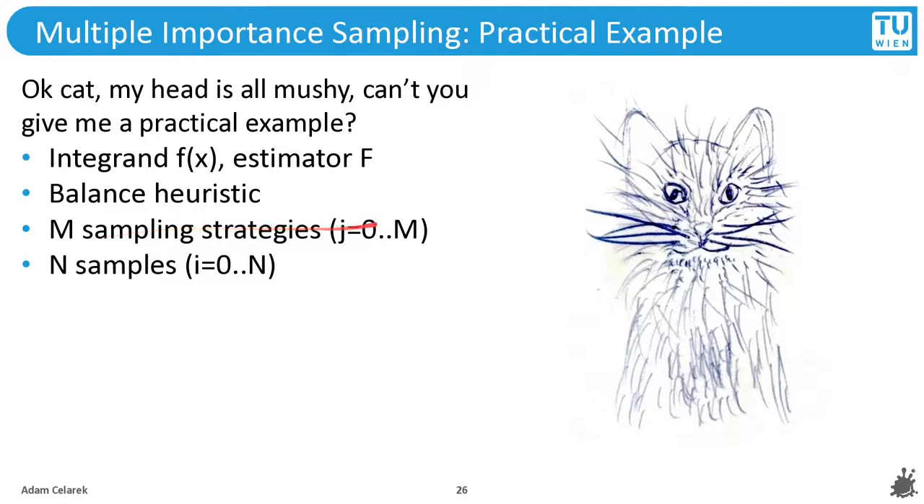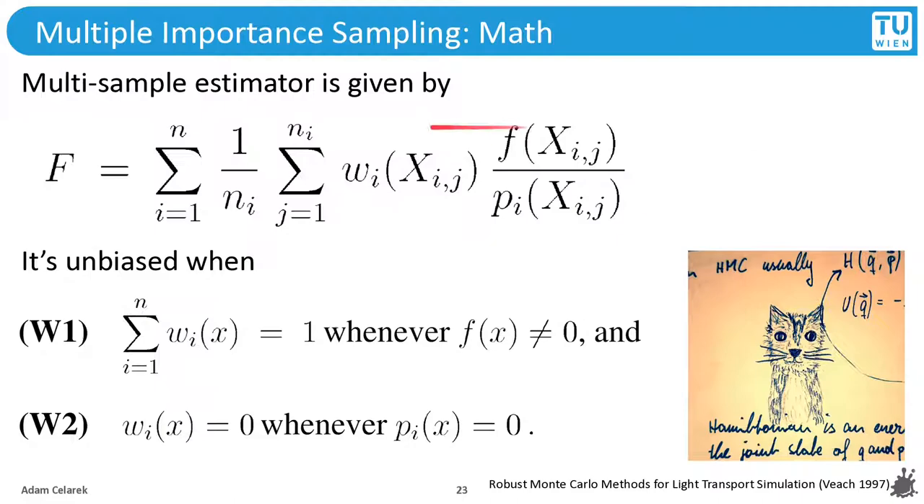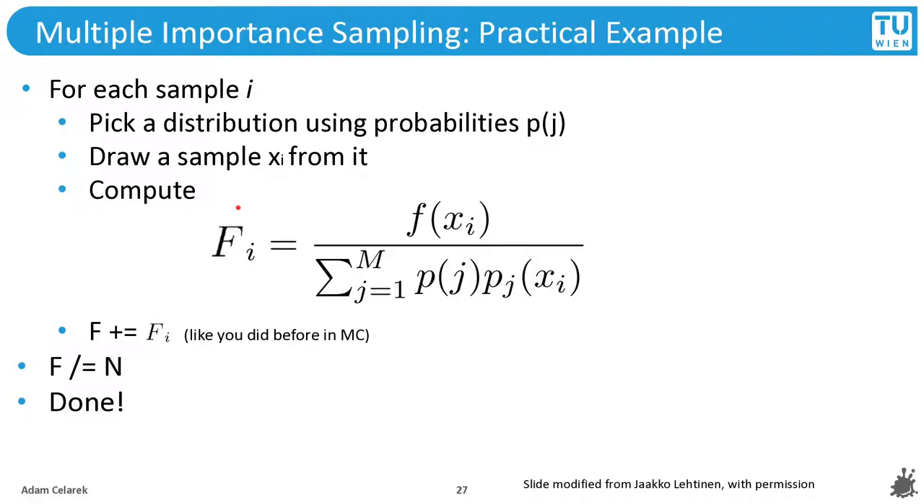Okay, so this is already the algorithm. For each sample, we pick a distribution with probability pj. And this is compared to what we had before, where we drew a fixed number of samples per strategy. This is why it's divided by the number of samples per strategy. Now we have a fixed number of overall samples, and we choose one of the sampling strategies with this probability. Then we draw a sample from it.